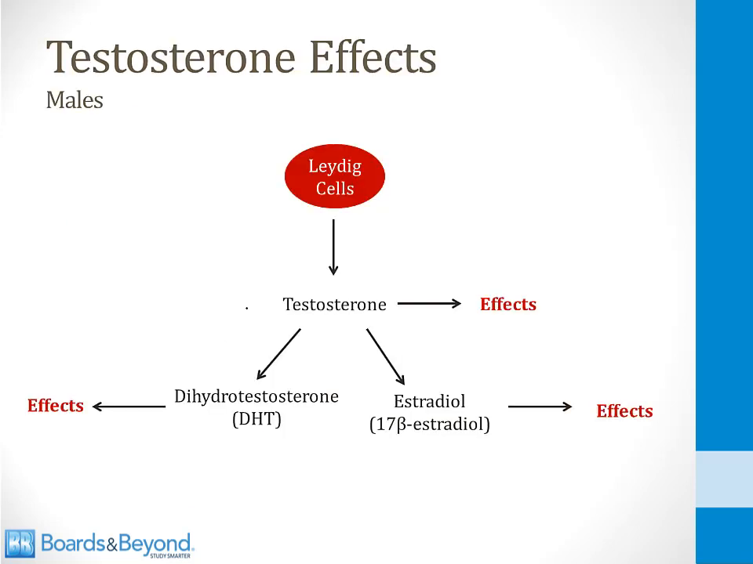Shown on this slide is a summary of what I've been discussing on the last few slides. The Leydig cells produce testosterone, and some testosterone effects are mediated by testosterone itself. Other effects are mediated by conversion to DHT, and still other effects are mediated by conversion to estradiol. So in the next few slides, we'll talk about what testosterone does, and I'll point out whether the effects are mediated by testosterone, DHT, or estradiol.